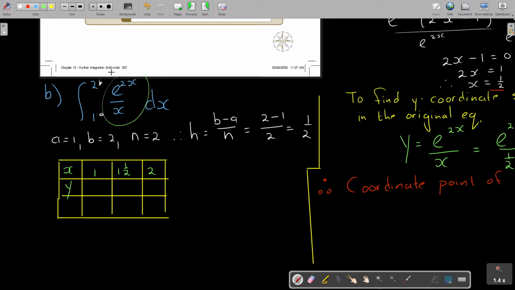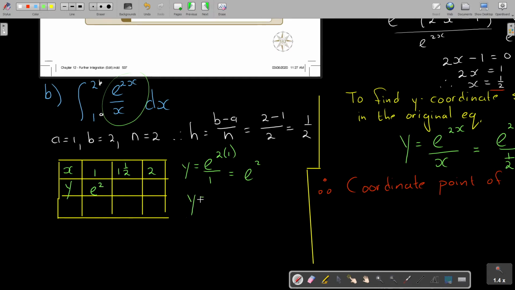This is my equation, remember. So if I substitute to get y, I say e to the power of 2 over 1, and that's going to be e to the power of 2. If you can, and you don't have to approximate it, don't approximate it, because your final answer will be more accurate. So keep it like that.